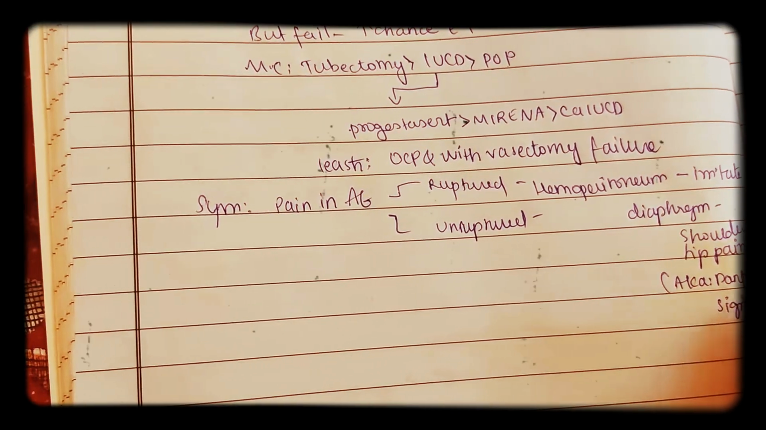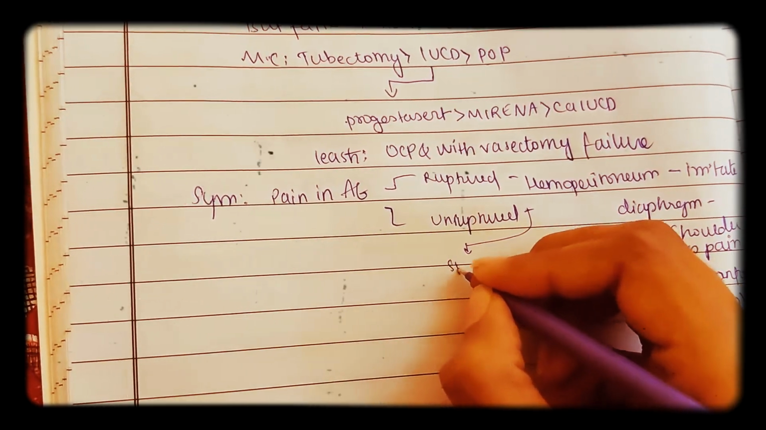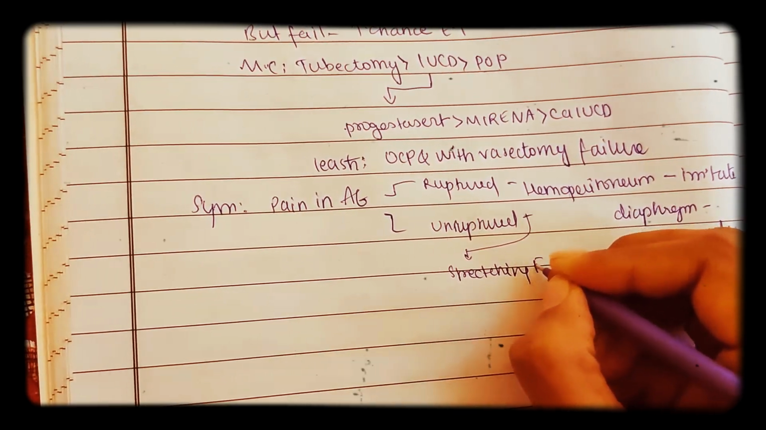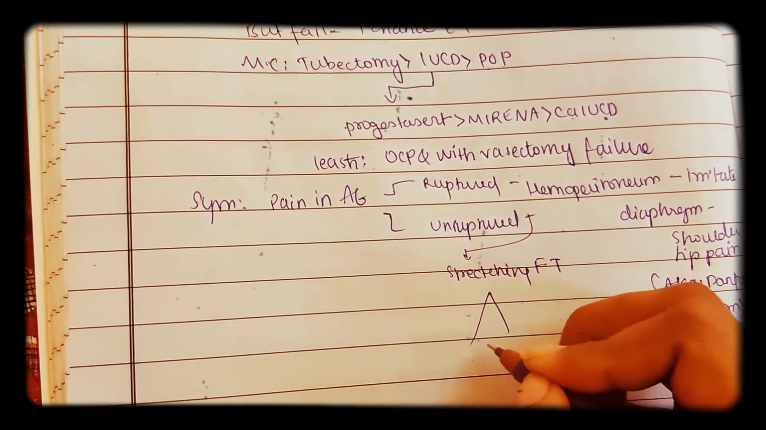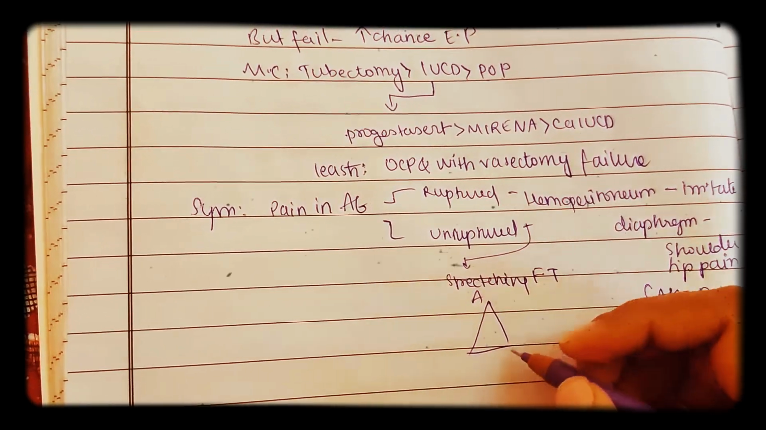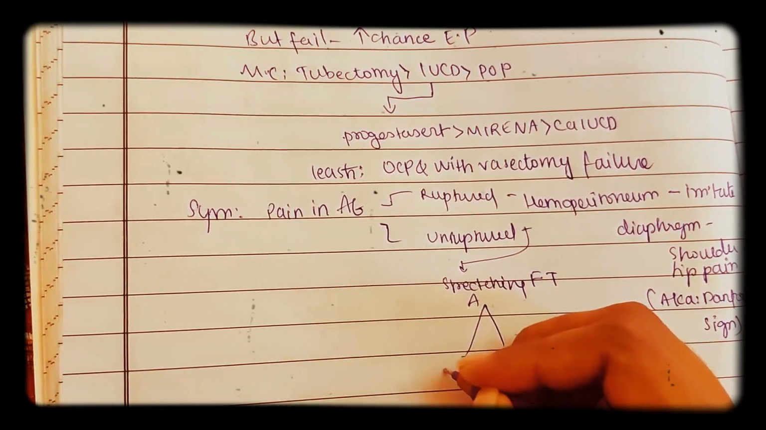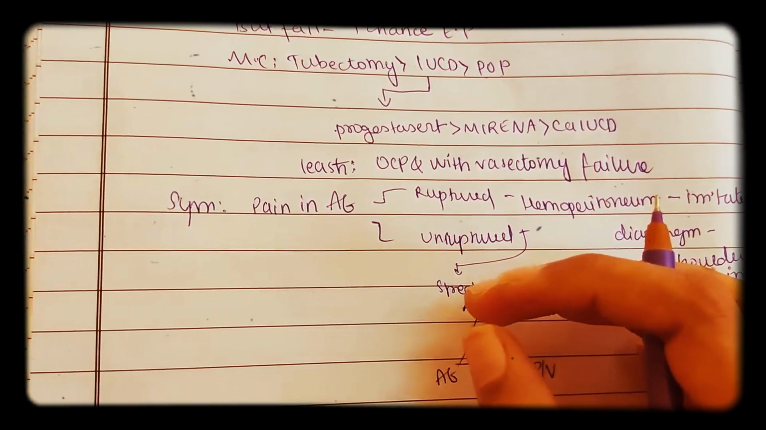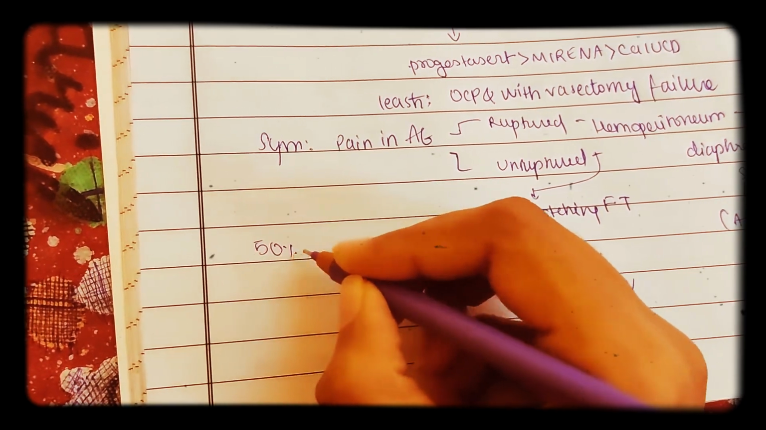Next, coming to unruptured ectopic pregnancy, here there is stretching of the fallopian tube, and there is a triad of symptoms which you see here: amenorrhea, bleeding PV, and pain in the abdomen. So this is the triad which you see in unruptured ectopic pregnancy. In 50% of cases you will see this triad.